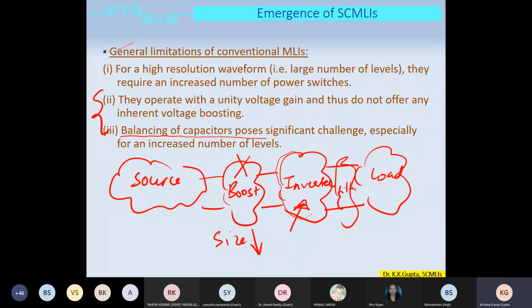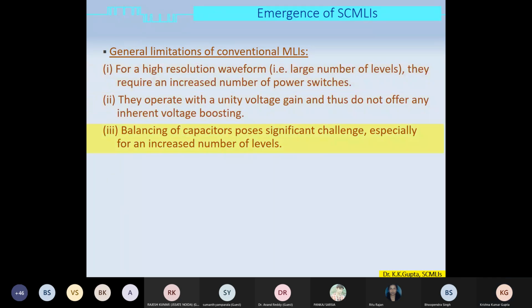But for switched capacitor based inverters, we see that the balancing of capacitors is natural. You don't have to implement any closed loop scheme for that. So these are the two fundamental advantages of switched capacitor topologies. There are certain disadvantages also, which will be revealed as we discuss the working of these structures.